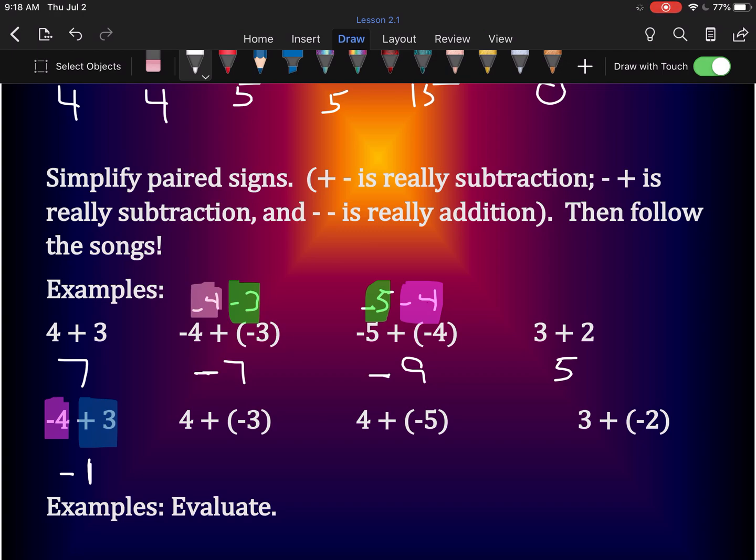4 plus negative 3, I don't like. I don't like plus negative. You know this by now. So we're going to write that as 4 minus 3. And when you do that, this is stupid simple. You know 4 minus 3 is 1.